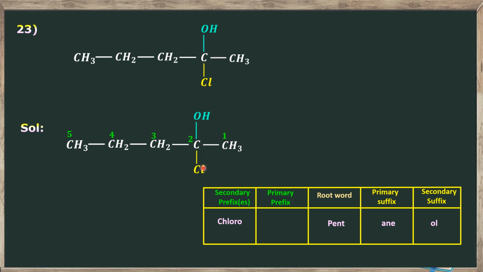So 2-chloro pentane 2-ol. 2-chloro pentane 2-ol. Here also E from ANE is dropped. Why? Because it is followed by the secondary suffix beginning with O.